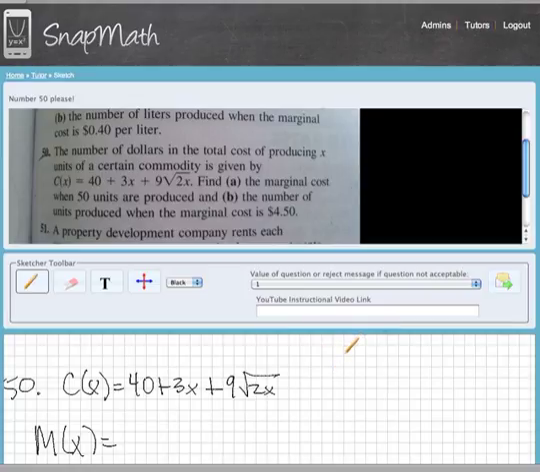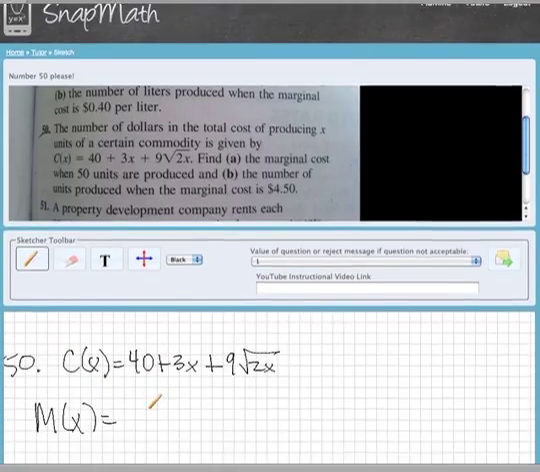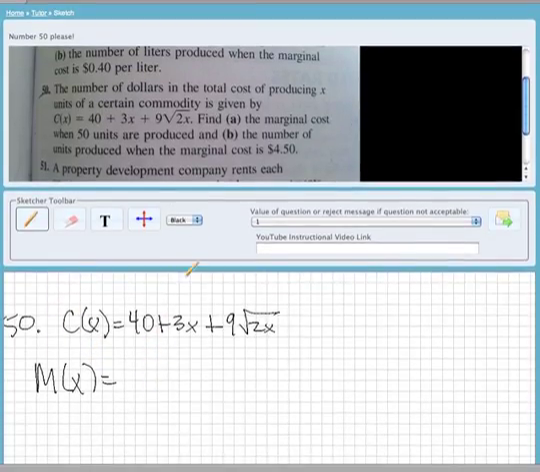So you give us this question where we have a cost function of a commodity, of making a certain number of units, what the cost might be. And in section A, we're asked to find the marginal cost of producing 50 units.